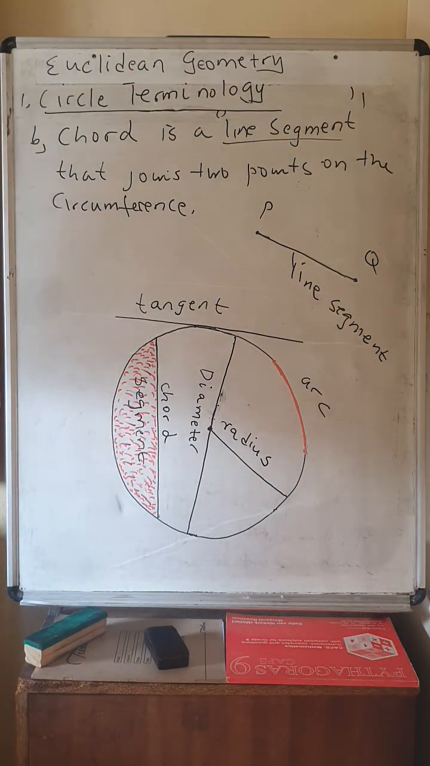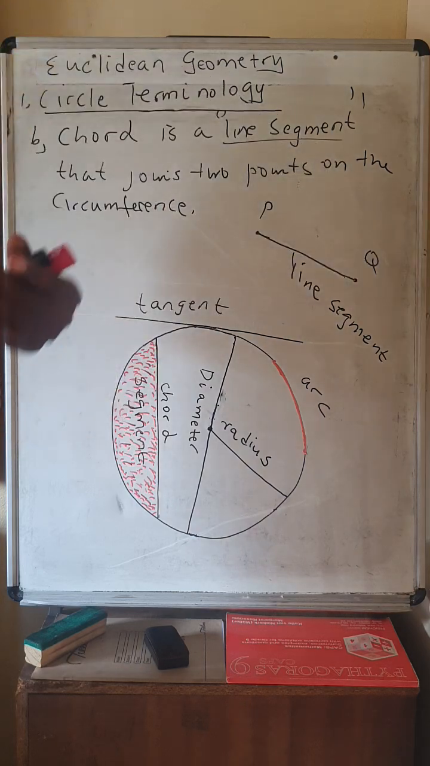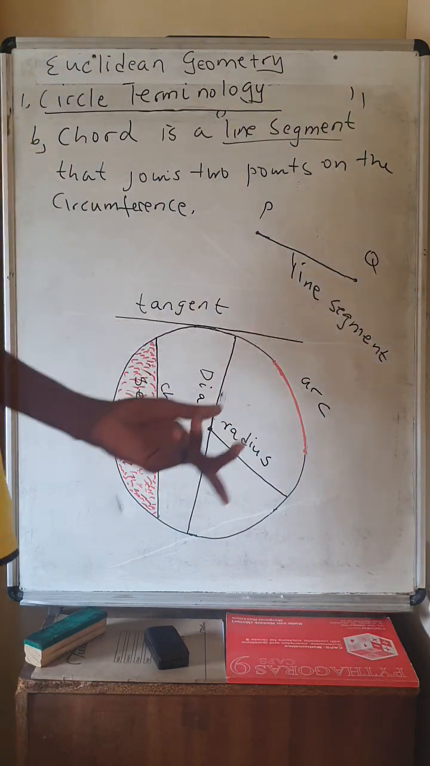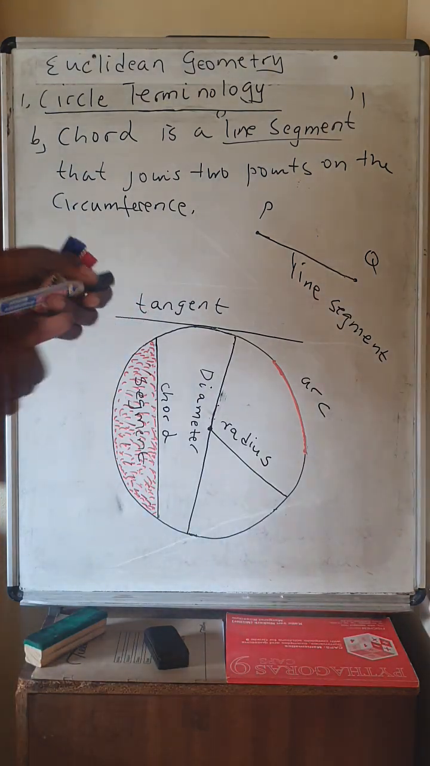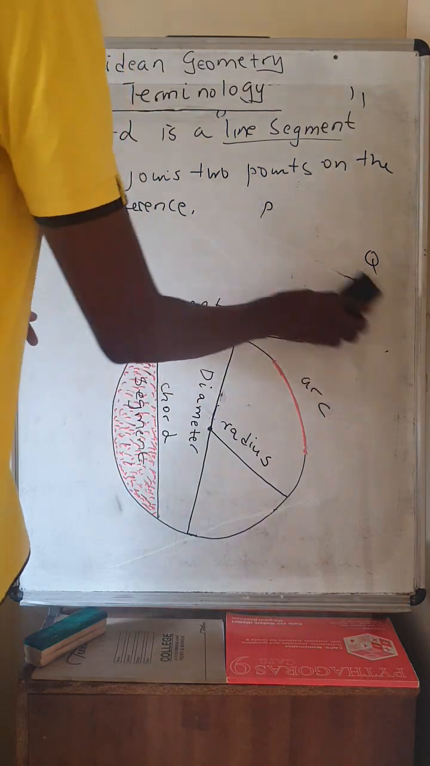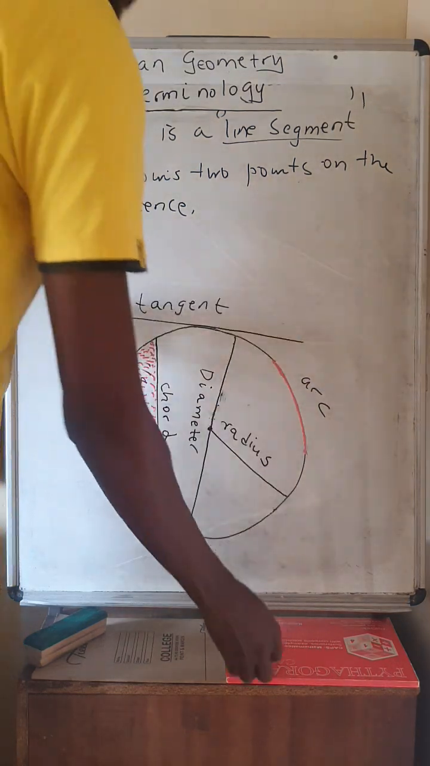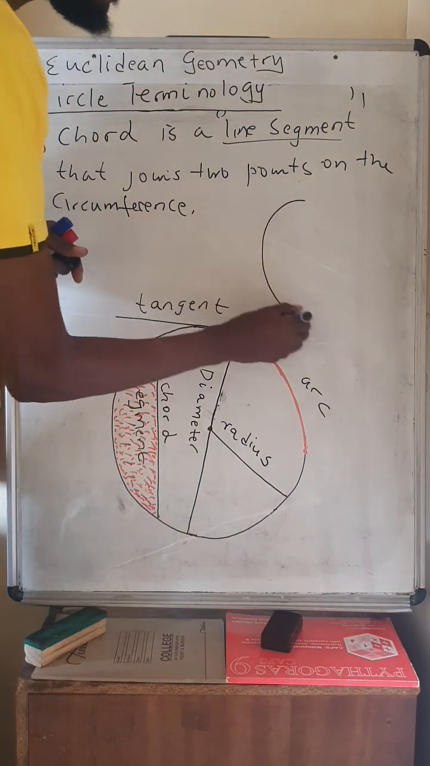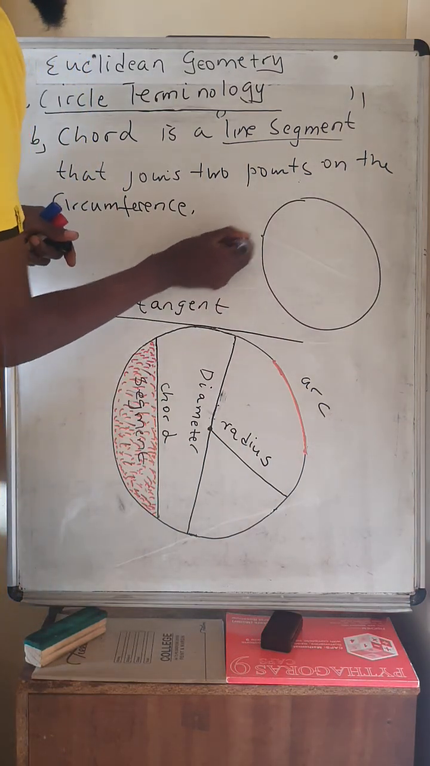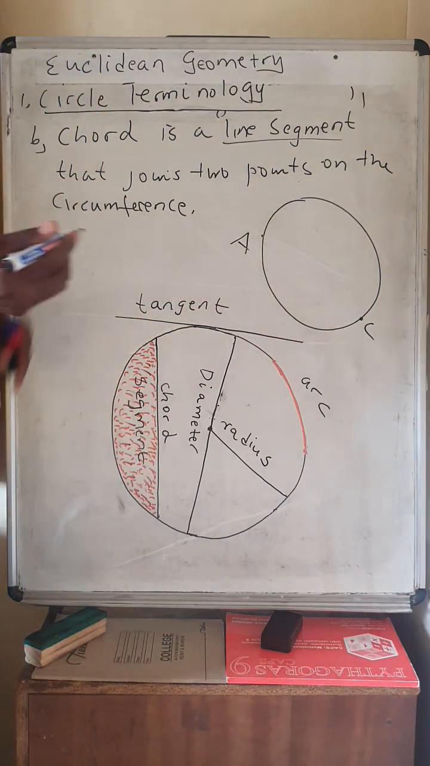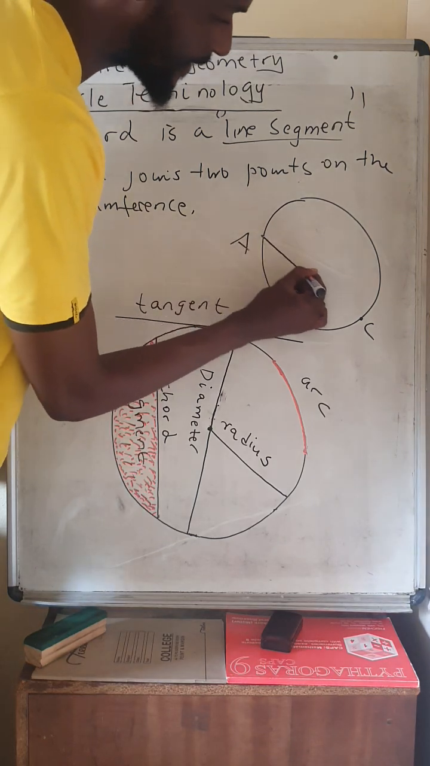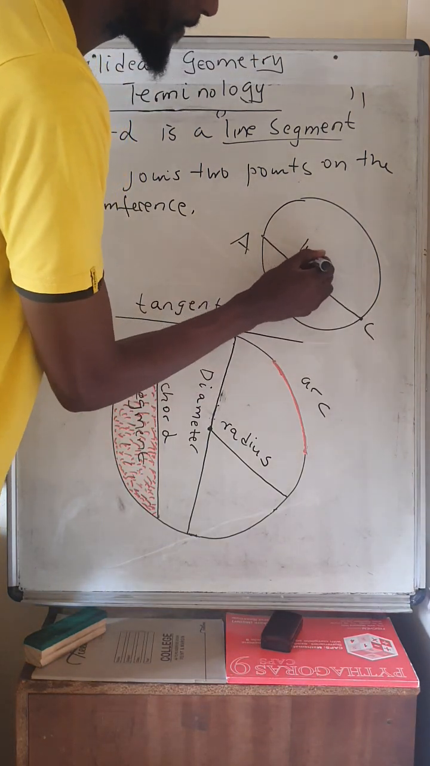But a chord is a special line segment, because a chord must join 2 points along the circumference. If you look at this, P and Q are not points along the circumference. However, PQ is a line segment. But a chord is a line segment that joins 2 points along the circumference. So in order for me to produce a chord, I need 2 points along the circumference, and those 2 points must be joined. For instance, if I'm given this point as A and this as C, you can see that A and C are points along the circumference. So if I draw a line joining A and C, then this line is a chord.